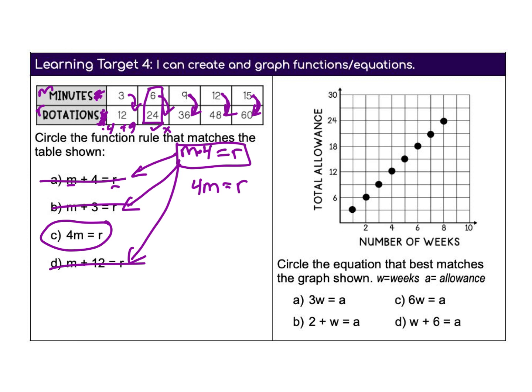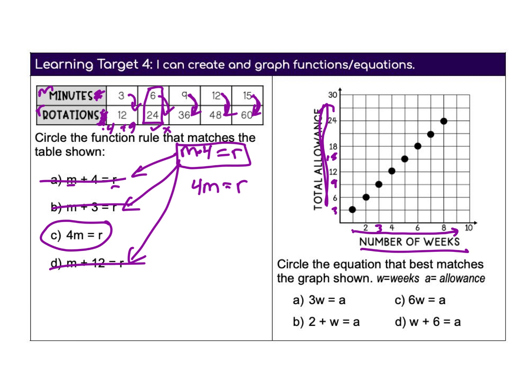All right, the next one shows us a graph. We see the number of weeks and the total allowance. So as the number of weeks goes up, the amount of allowance that you have gotten is also going up. I see that on 1, it goes over here somewhere between 0 and 6, so I call that 3, and then 2 and 6, 3 and 9, 4 and 12, 5 and 15. Okay, we can kind of fill in those missing blanks.